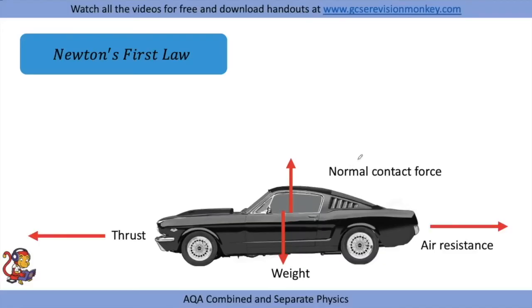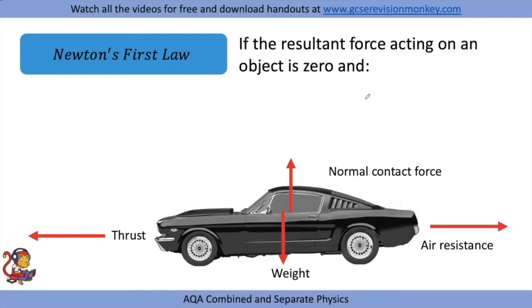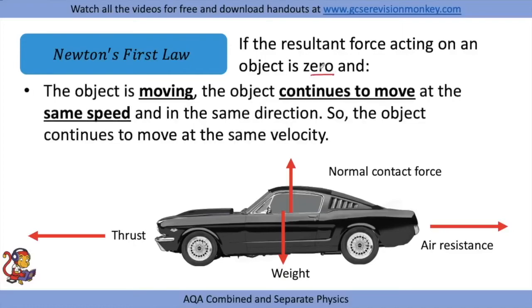In the second example, if the resultant force acting on an object is 0 and the object is moving, the object continues to move at the same speed and in the same direction. So the object continues to move at the same velocity. Because velocity takes into account speed and direction, if the resultant force on this car is 0, because here we've got your normal contact force, your weight, and the thrust and the air resistance are balanced out, then this car is moving and has no resultant force, so the object will continue to move at the same velocity.